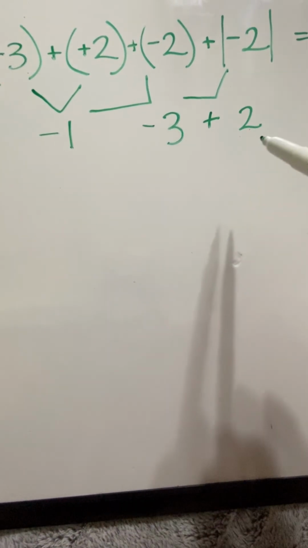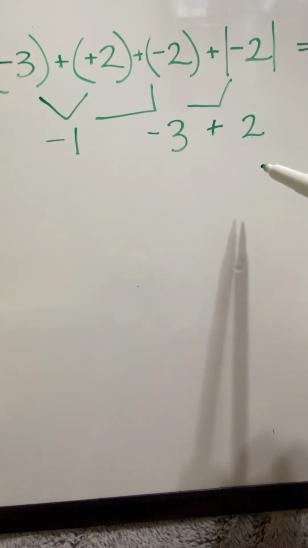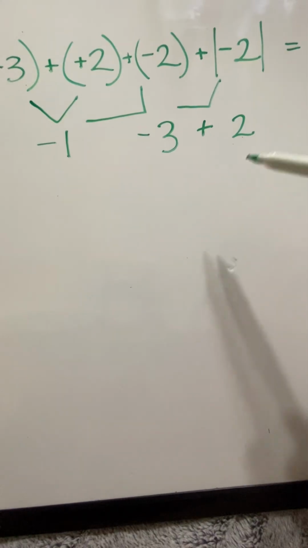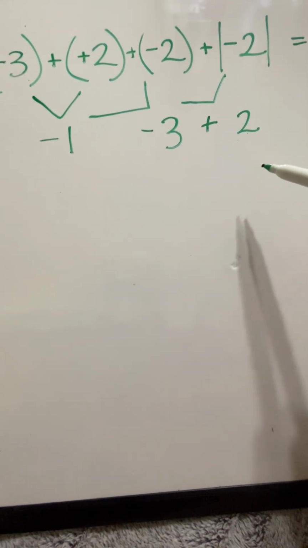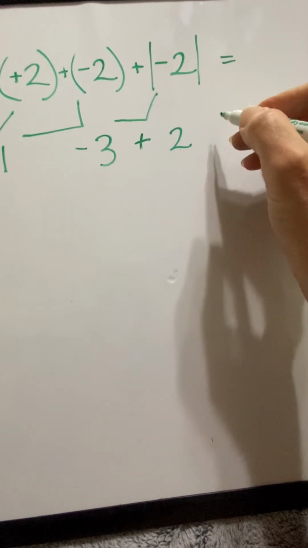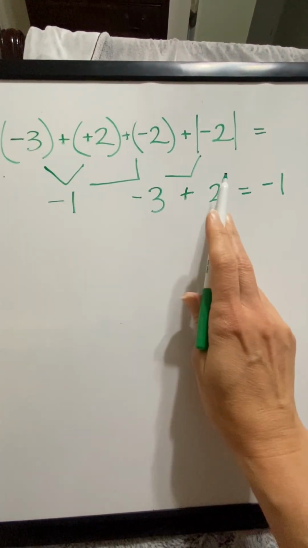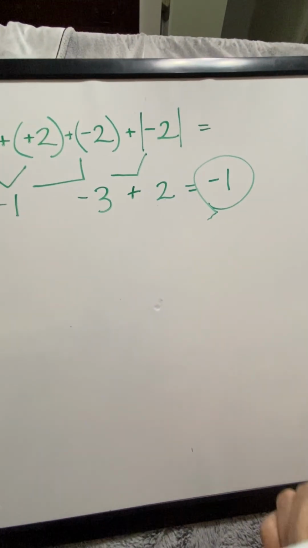So -3 plus 2. Different signs. So you subtract 3 minus 2, and then you use the sign of the bigger number, which is a negative. So the answer would be -1. So the answer to this big, long line of numbers added together is just -1.